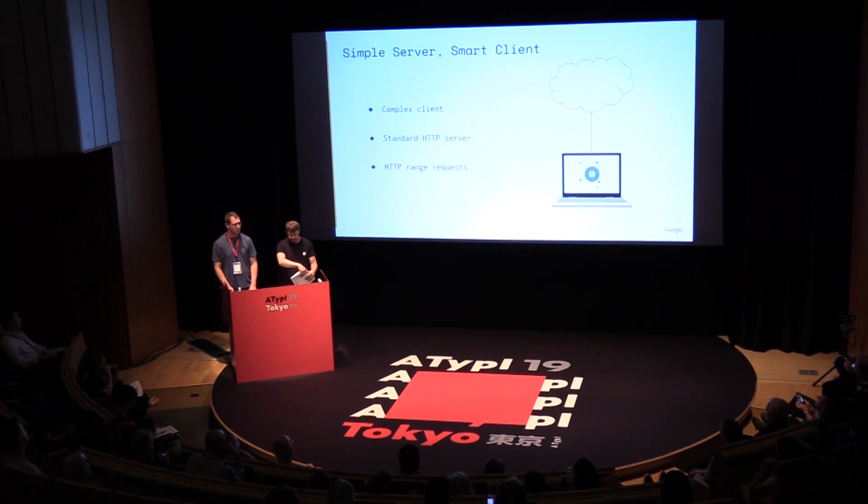The second approach, which we call Simple Server Smart Client, does the reverse. In this model, the client understands the font format. It figures out which parts of the font are missing and requests them from the server's copy of the full font using HTTP range requests, which let the browser request just a segment of the file. The server in this model can be any standard HTTP server which supports range requests. No extra logic or server-side code is needed.